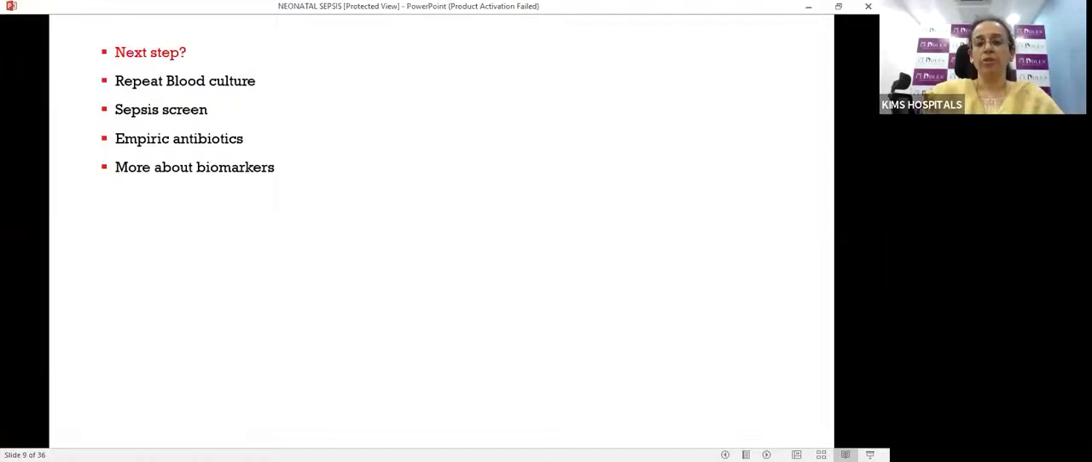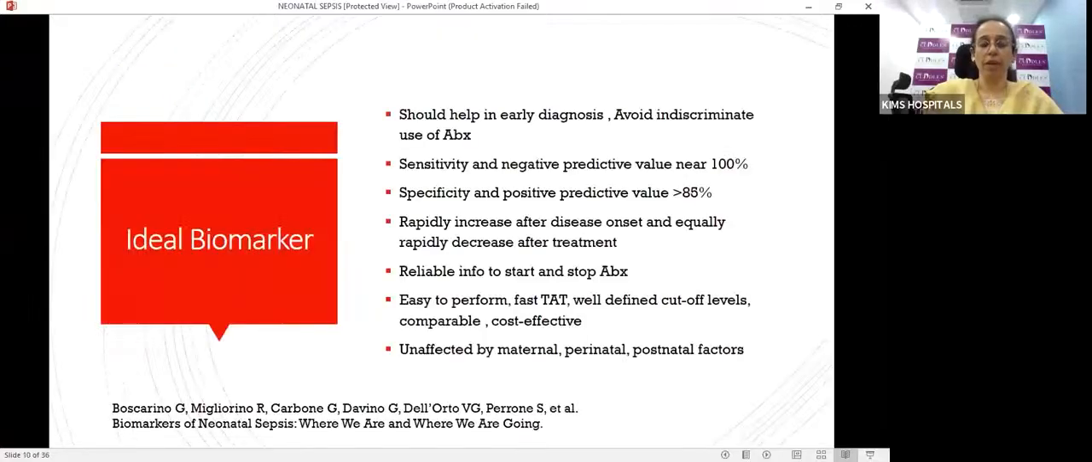So in this scenario, there is a need for an ideal biomarker which can help in identifying neonatal sepsis before the onset of the proper clinical signs, which may also cause a delay in antibiotic initiation and thereby can lead to an increase in the mortality in some babies. So now let us discuss these biomarkers one by one.